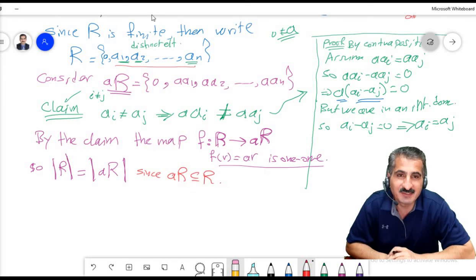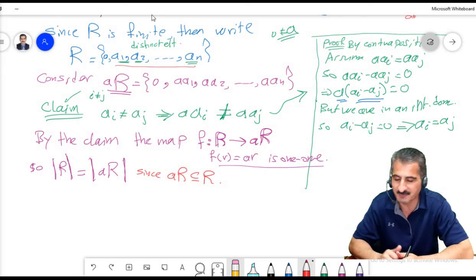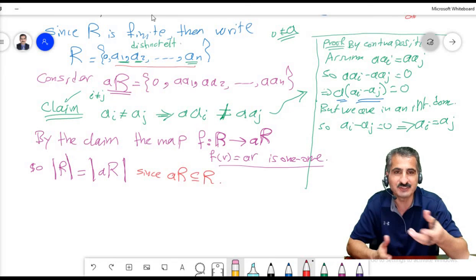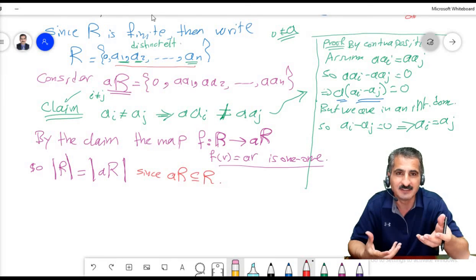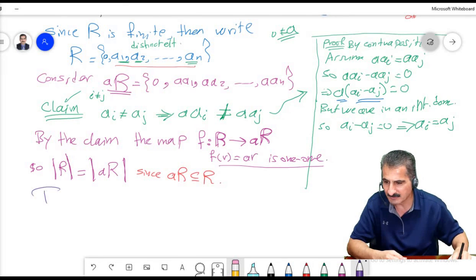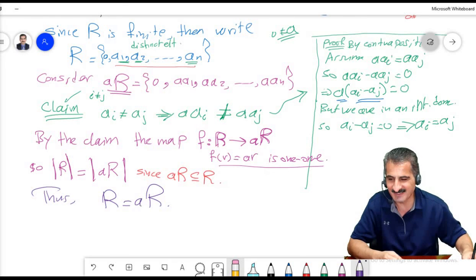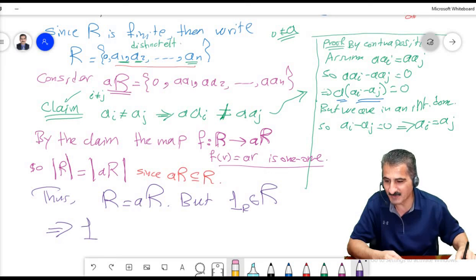Why A times R? Because A is multiplied by elements of R. The result will stay in R because R is closed under multiplication. So AR is contained in R, and there is a one-to-one map from R to AR. So these two sets have the same cardinality, but one of them is contained in the other. Therefore R is the same as AR. But the identity of R belongs to the ring R. So because of this equality, the identity of R belongs to AR.